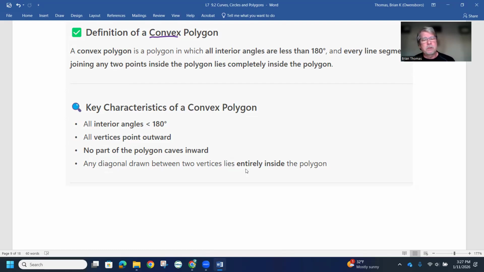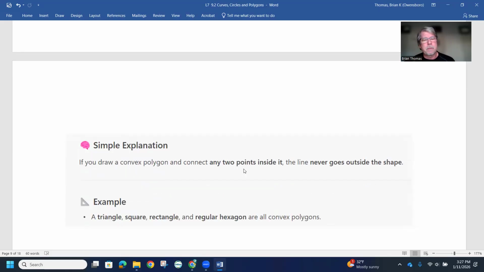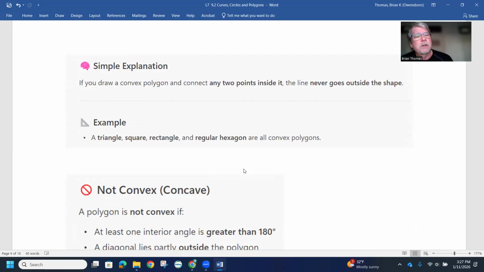So we'll start to look at some specific examples as we move forward. So the basic thing right now is if you draw a convex polygon and connect any two points on the inside, the line never goes outside the shape. So everything stays within the shape. So when it comes to polygons, the most common type of polygon is, of course, a triangle is the simplest, a square, a rectangle, and then we have another type that is common is a regular hexagon.